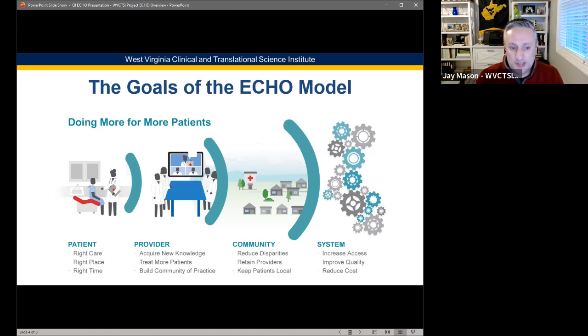The community and the system level, those are the big ones, right? We want to reduce disparities, retain providers, keep patients local, and then increase access, improve quality, reduce costs, all those things we talk about pretty much ad nauseam every day around any topic, not just QI. But this is just a good representation of what the goals are for ECHO.